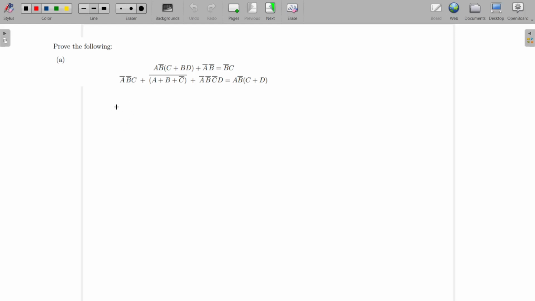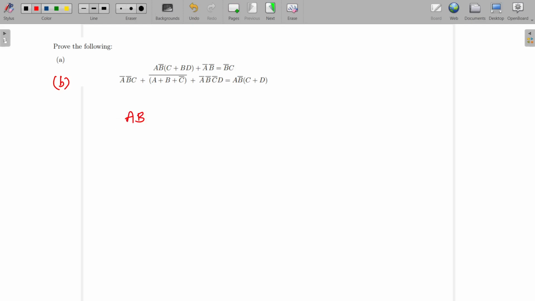Okay, let's solve this problem. The question is to prove the following. Here there are two questions, one is A and another one is B. These questions were taken from a reputed institution, but I have found some mistake there. Okay, let's solve and then we'll see.